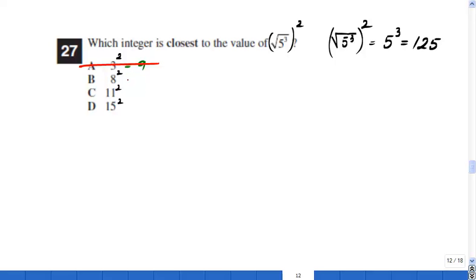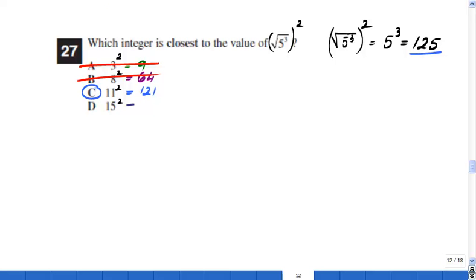Let's go with the next one. What is 8 squared? 8 squared is 64. That's far away from 125. This is not good either. Let's go with the next one. What is 11 squared? That's 121, right? Well, 121 is really close to my 125, and this may be the right answer. But let's check the next one.